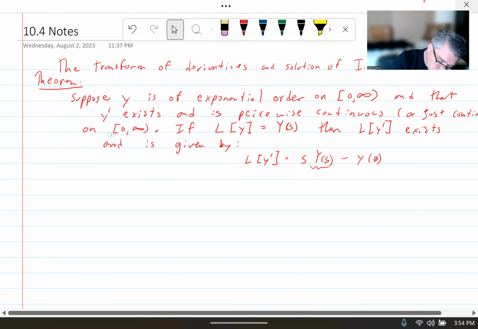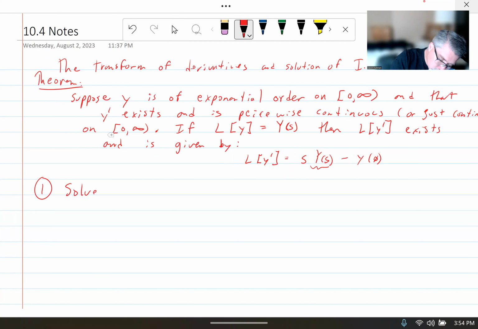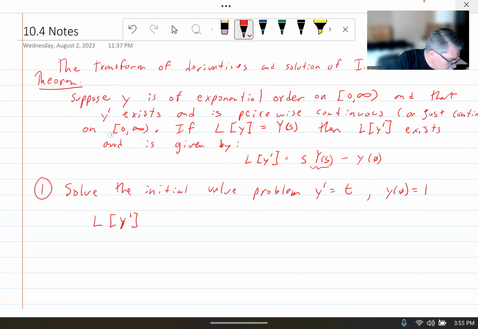Number one, we solve the initial value problem: y prime is equal to t, given that y of 0 is equal to 1. So we have L of y prime is equal to L of t, because y prime is equal to t, so the Laplace transform of y prime should be equal to the Laplace transform of t.